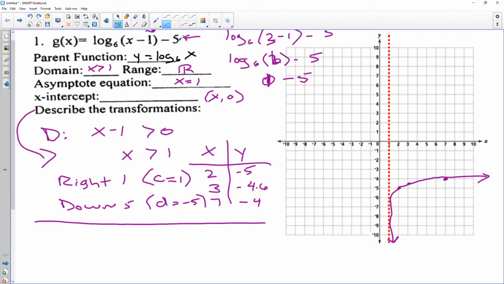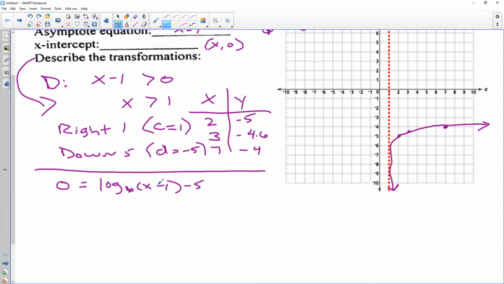So what I'm going to do is take this original equation and make g of x, which remember is the same as y, equal to 0. I know that for every x-intercept the g of x, or the y value, is 0. I'm going to bring everything else down: log base 6 of x minus 1, minus 5. So we're going to solve this equation. We're going to try to get x alone, and then we'll know what the x-intercept is.